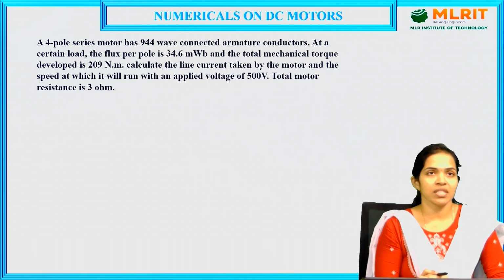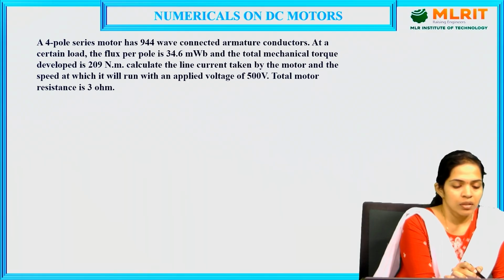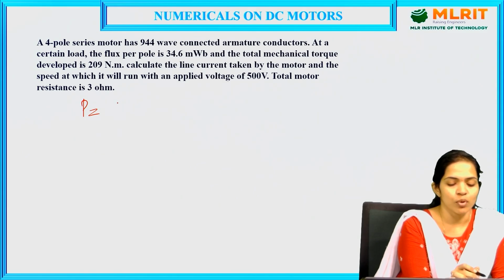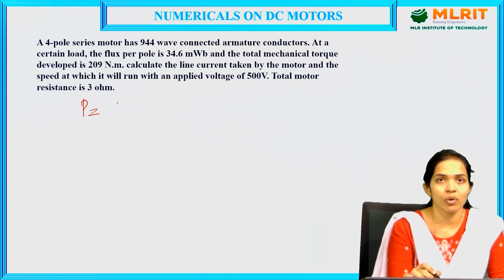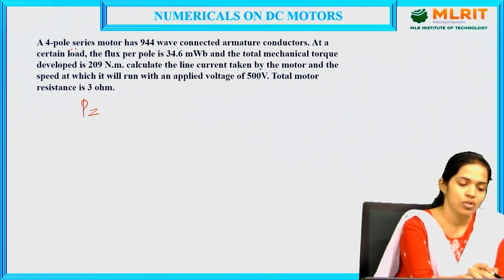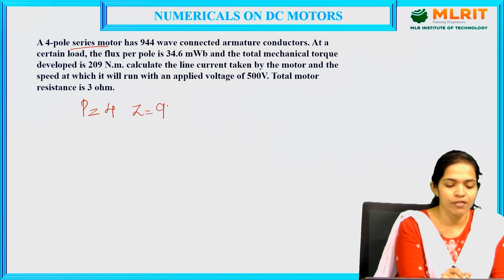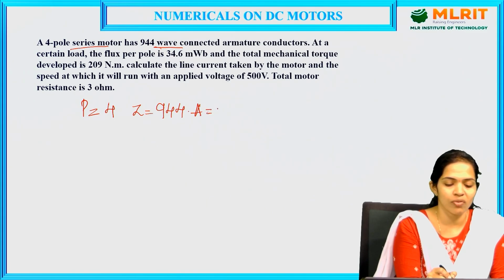Moving on to the next numerical. We have a 4-pole series motor. So we have seen so far the separately excited generator, compound generator and shunt motor. Now we are seeing it for the series motor. For the series motor, we have number of poles as 4 and the conductors are 944. We know that when conductors are wave connected, the number of parallel paths will always be 2.